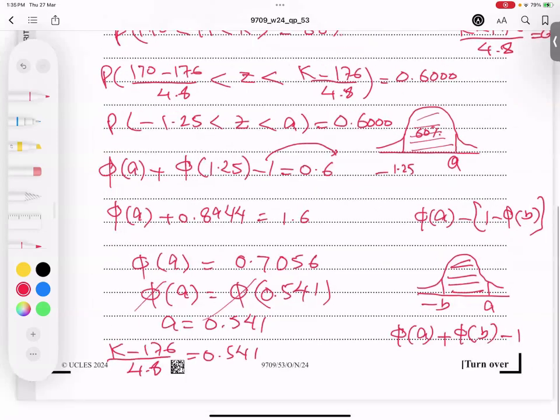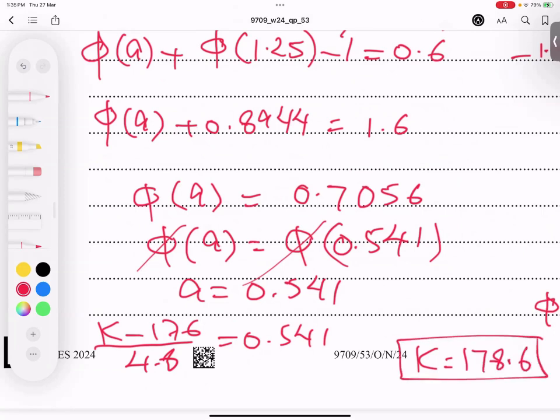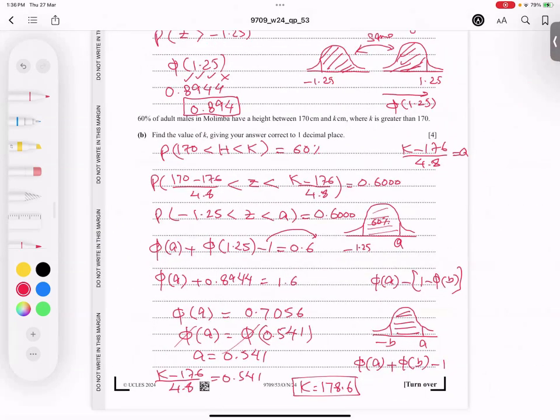Now what happens, student, is multiply and add, and I will get the answer of K from here. And K answer after trying, I got 178.6 after rounding. I hope the concept is very, very clear. Let's go for next.